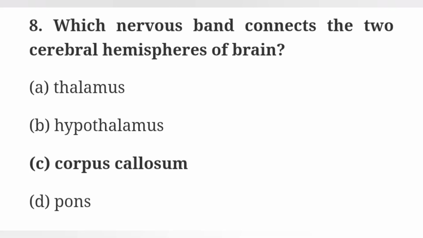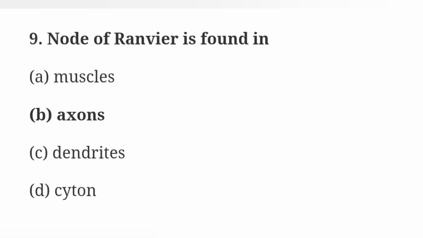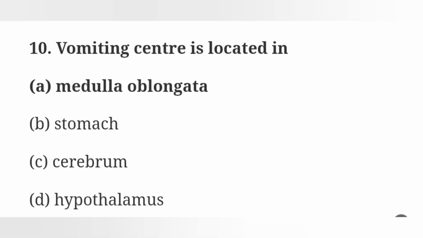Eighth one, which nerve band connects the two cerebral hemispheres of brain? Answer option C, corpus callosum. Ninth one, node of Ranvier is found in option B, axons. 10th one, vomiting center is located in option A, answer medulla oblongata.